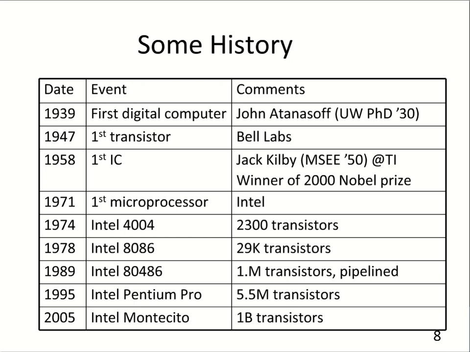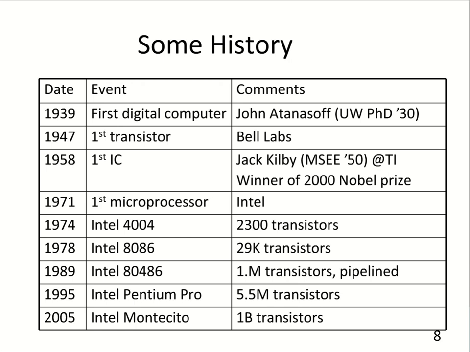In the 1970s, the concept of the microprocessor was invented. So the first microprocessor was built by Intel in the 1970s, followed by the Intel 4004 and the Intel 8086. Now, what is a microprocessor? A microprocessor is simply a single chip that now has enough resources on it that we can implement the entire processor, the data path and the control for the processor on a single chip.